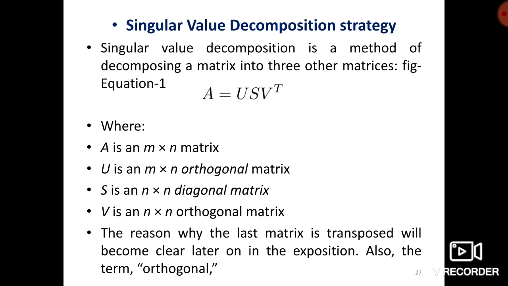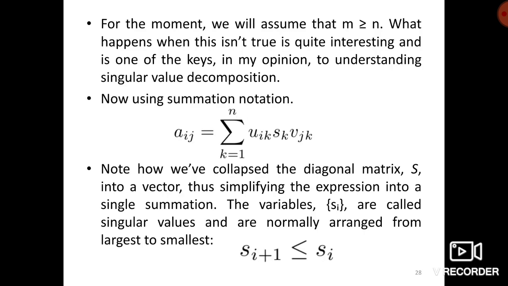The equation is capital A equal to U S V raised to T. A is the matrix M by N, U is an orthogonal matrix, S is a diagonal matrix, and V is an orthogonal matrix. The reason why the last matrix is transposed will become clear later on. With this explanation we also have the term orthogonal. For the moment we will assume that M is greater than N, and what happens when this is true is quite interesting, one of the keys in my opinion to understanding singular value decomposition.